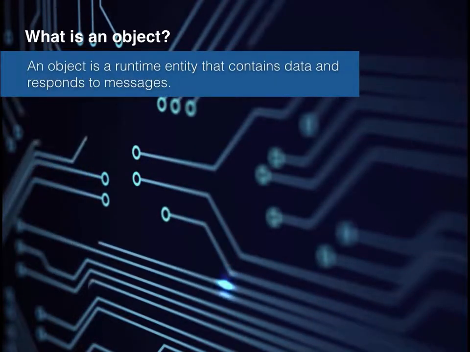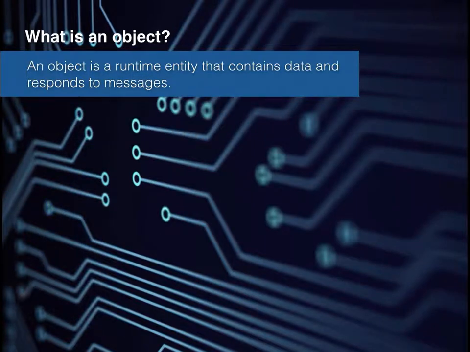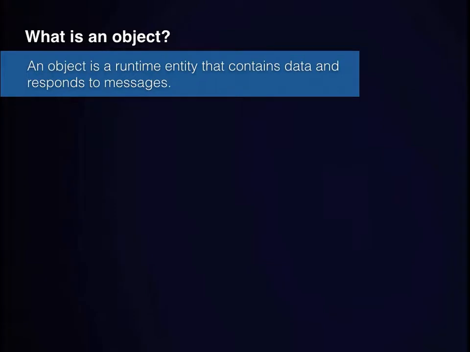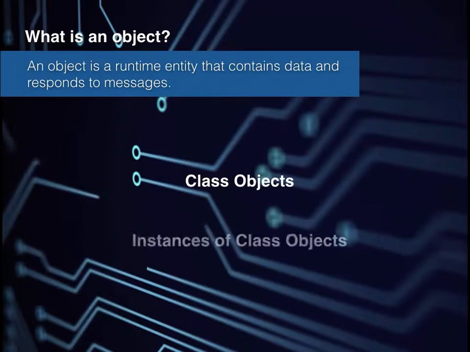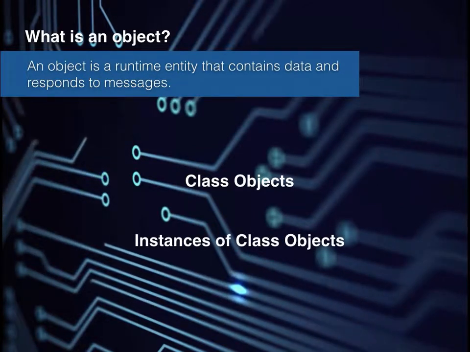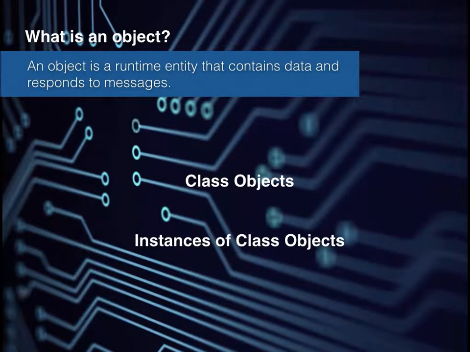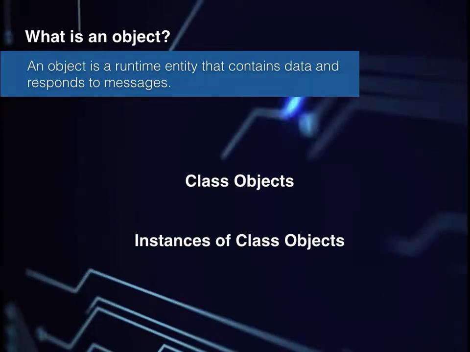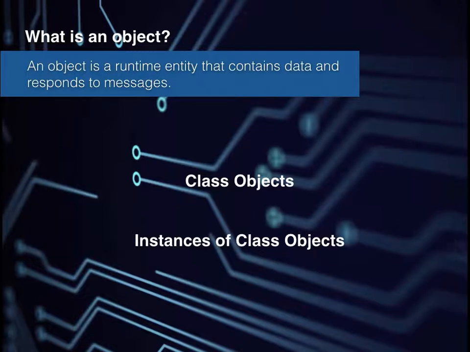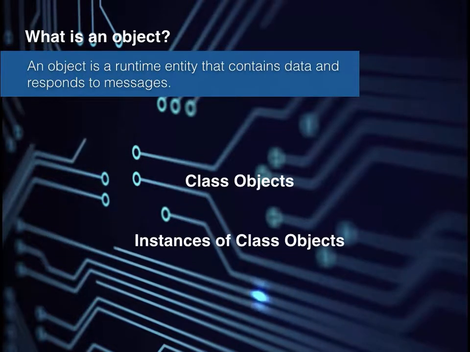An object is a runtime entity that contains data and responds to messages. Simple enough. But we have to separate two different kinds of objects. The two different kinds of objects, particularly in Java, are class objects and instances of class objects. So the purpose of this video is to demystify what it means to be a class object and what it means to be an instance of a class object. Once we fully understand the two different concepts, that both are objects and yet they do have differences, we're going to be able to advance quite a bit in our programming in Java.